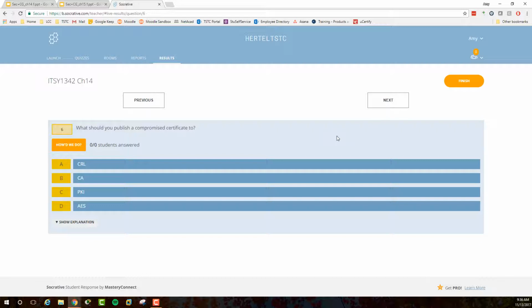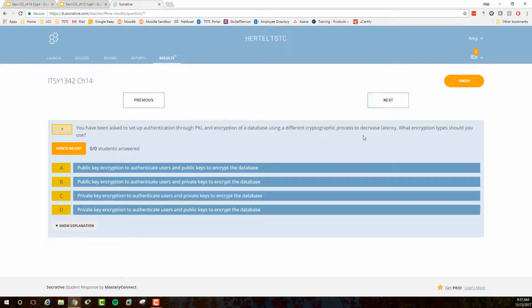What should you publish a compromised certificate to? CRL, CA, PKI, or AES? Notice how they throw in, and you'll see a lot of this once you become familiar with encryption algorithms, you'll see they get thrown into questions pretty randomly, just kind of as a test. But you're going to publish a compromised certificate to a CRL, a certificate revocation list. Because it has been compromised, it has been revoked, that's where it will go.